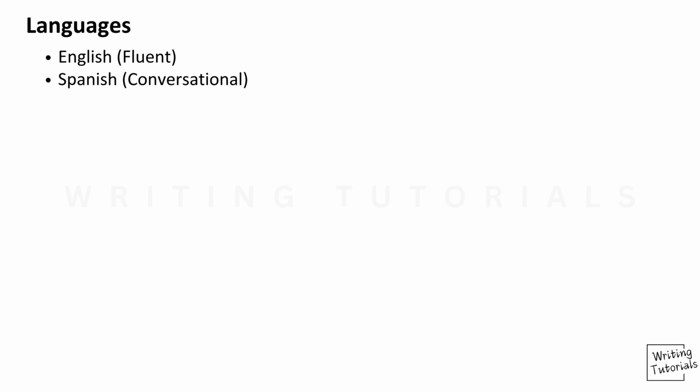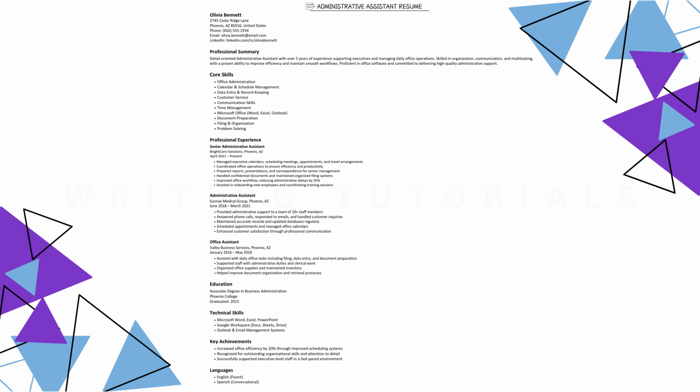So to recap, a strong administrative assistant resume should start with clear and professional contact information. Include a strong summary that highlights your strengths. List skills clearly and strategically. Show experience with real responsibilities and results. Include education and technical skills. Highlight achievements that prove your value. Add languages if relevant. Remember, your resume should clearly show that you are organized, reliable, and capable of supporting a team and keeping operations running smoothly.